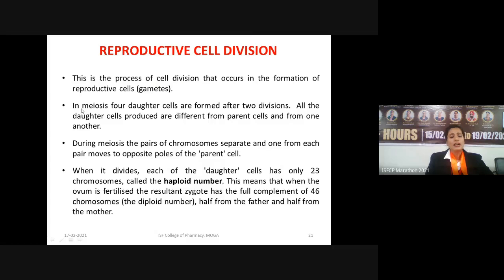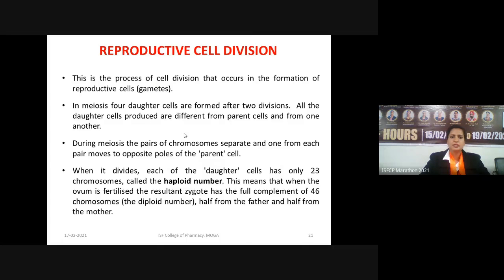Unlike mitosis, in meiosis four daughter cells are formed after two divisions. What we have learned is that in mitosis only two daughter cells were formed from a single parent cell, but in meiosis four daughter cells are formed. Why? Because there are two divisions in meiosis, meiosis 1 and meiosis 2. Hence, all the daughter cells produced are different from the parent cell. In mitosis, the parent cell and daughter cells share the same genetic structure or the same cytoplasmic contents. But in meiosis, all the daughter cells are different from each other, as well as from the parent cell from which they are formed, and this is the basis for the uniqueness in organisms.